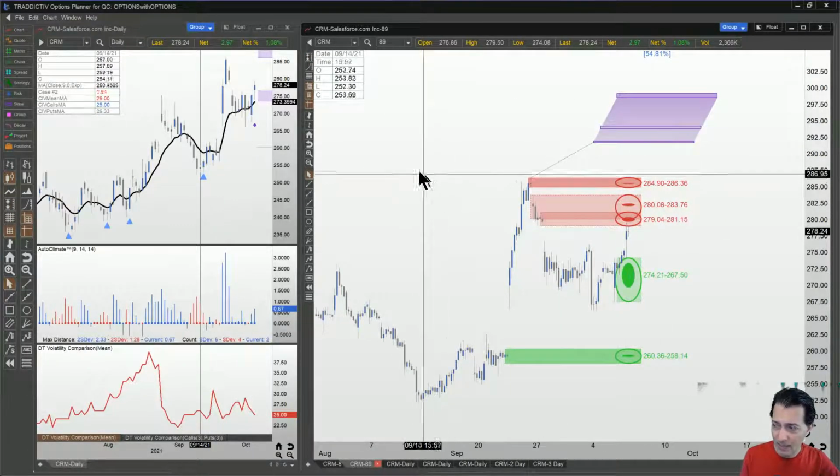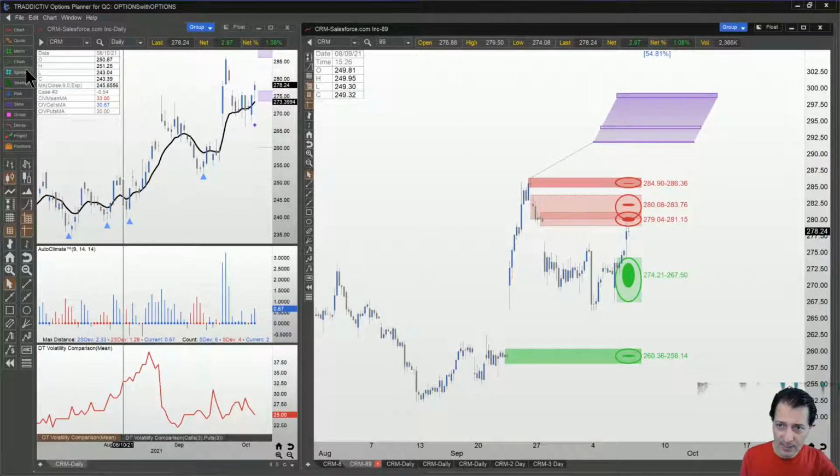So that would be the plan on this trade, and then you can use the spread select to plan the trade, which I won't do since it doesn't make sense to do it now, okay?